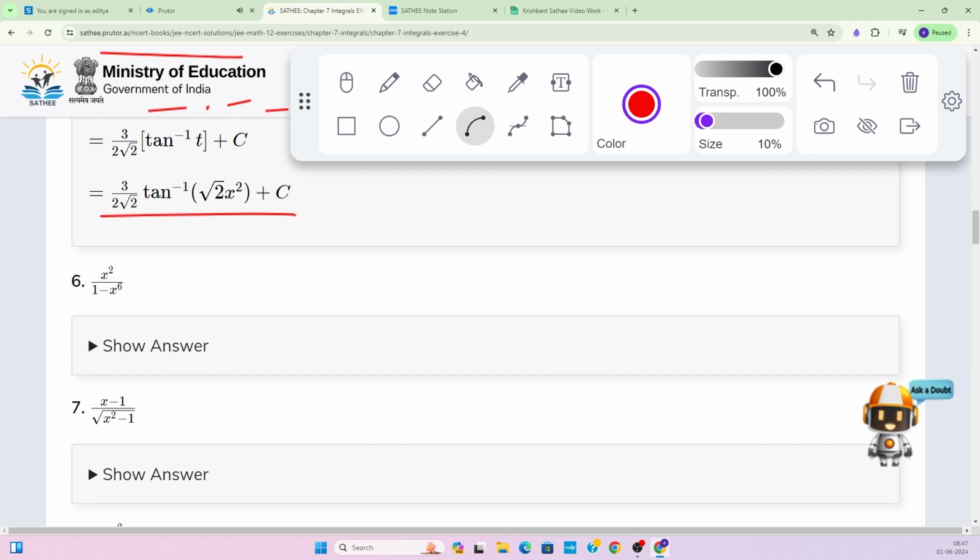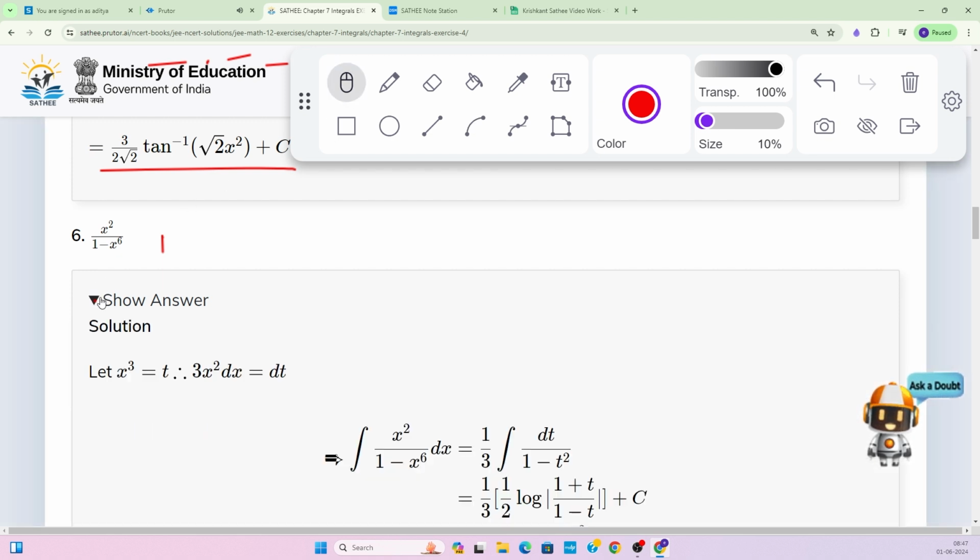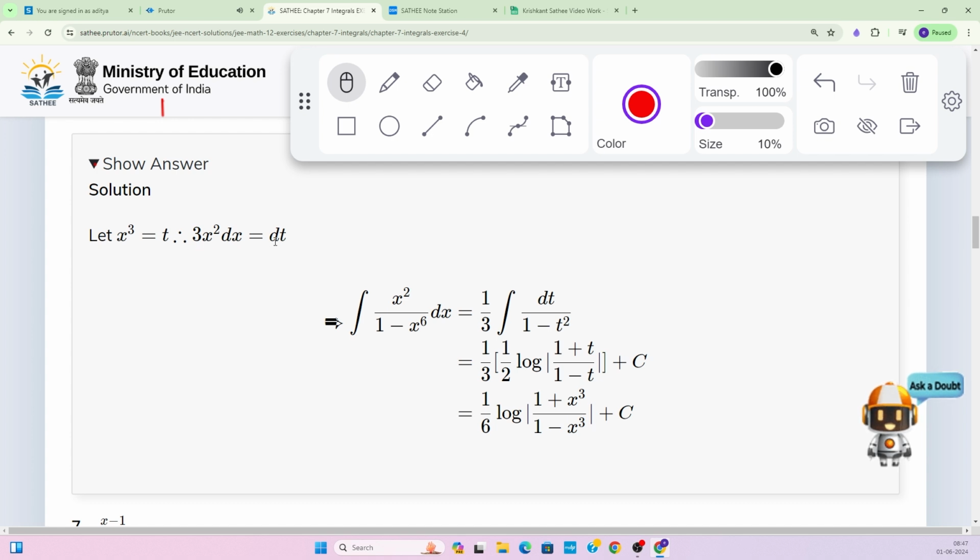Okay, let's see the sixth problem. The sixth problem says integrate x square divided by 1 minus x power 6. Now, taking x cube as your t, so putting x cube equal to t, you will have dt equal to what? dt is equal to 3x square dx. This means you can replace your numerator by dt by 3, and the denominator by 1 minus t square. As you can see, 1 minus t square and 1 by dt by 3.